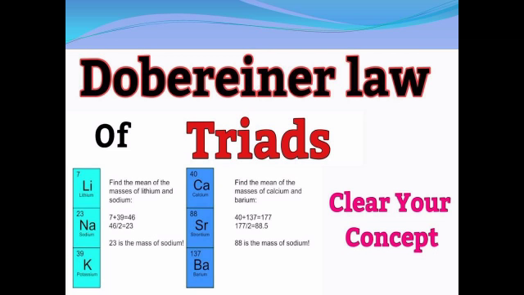Similarly, there is another example, and the same rule is applied in it. When we take the sum of the first and third element, the mean would be equal to the atomic mass of the middle element. This rule cannot be extended to the classification of all the elements because it is true only in the cases of very few elements.